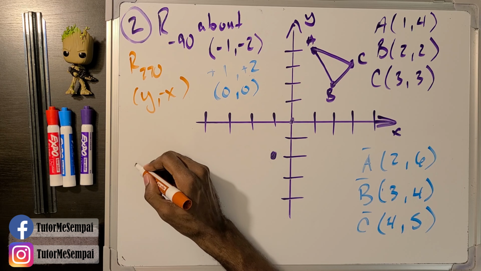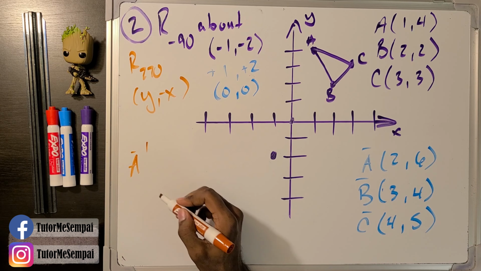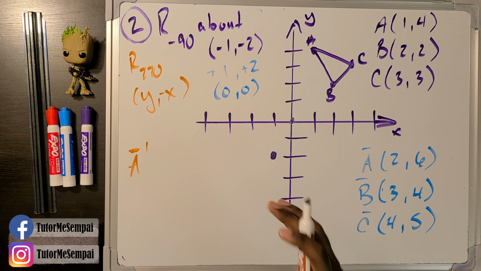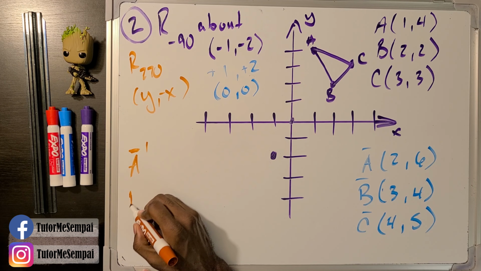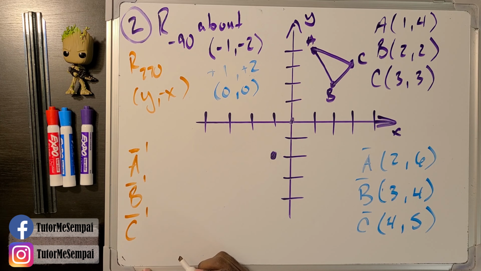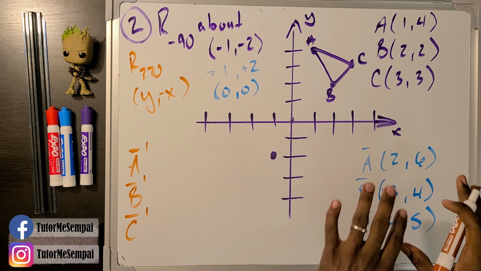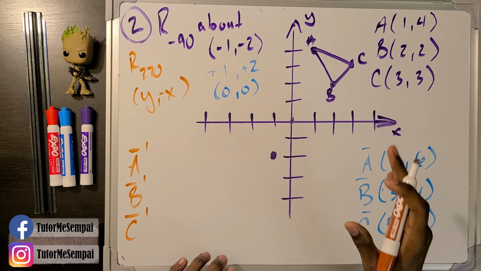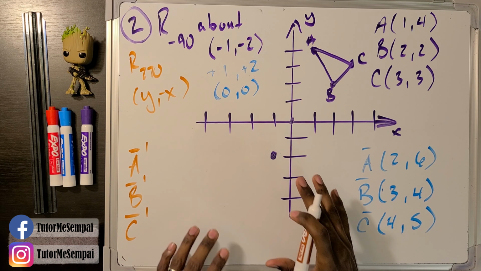I'm going to call it A bar prime, right? And I'm doing that for a reason. We have some middle steps we have to cover. So A bar prime, B bar prime, and C bar prime. So we're going to technically rotate these points, but we're not going to be done yet because we have one more step to do afterwards.